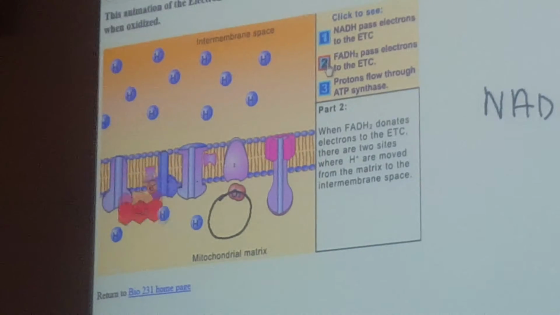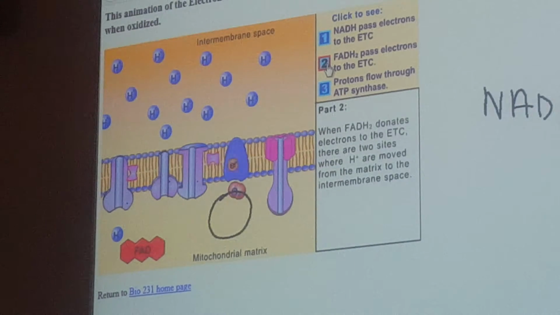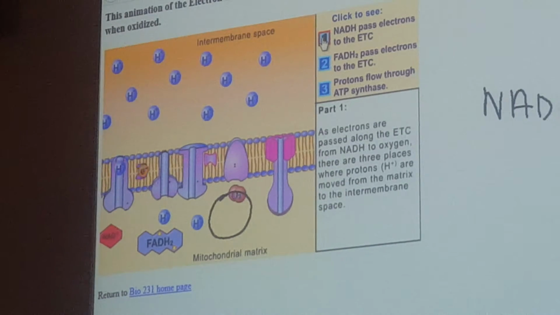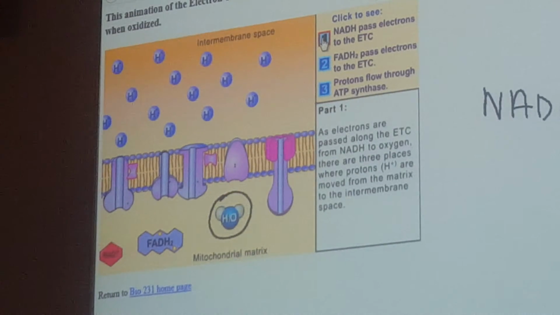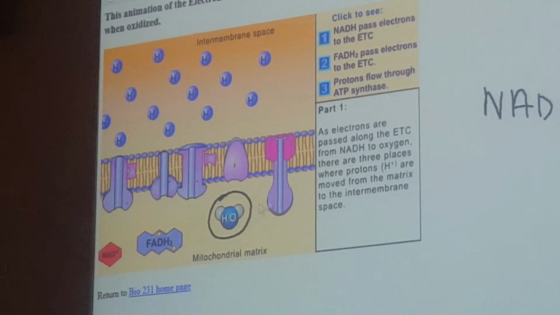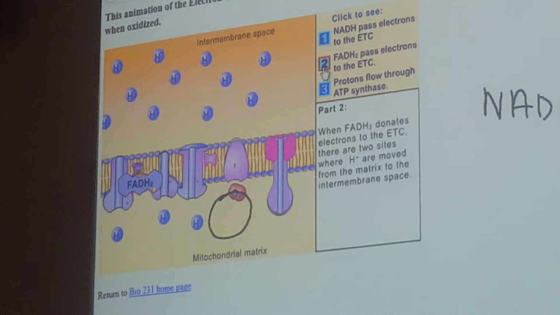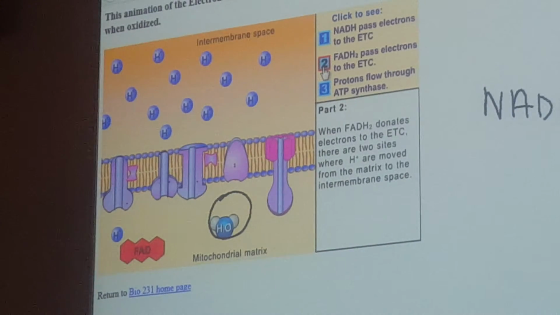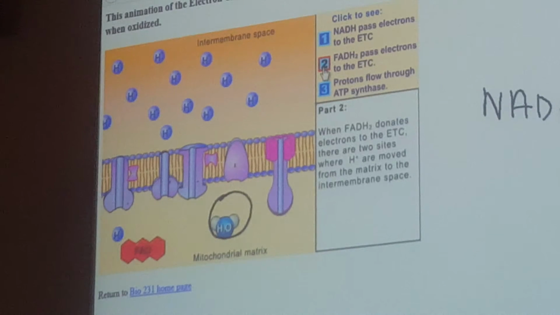Now let's go look at FADH. What's different about FADH? Let's look at NADH. How many hydrogens came across? 3. Okay. Let's look at FADH. Where does FADH start? It skips that first membrane bound protein, correct? And how many hydrogens came across?